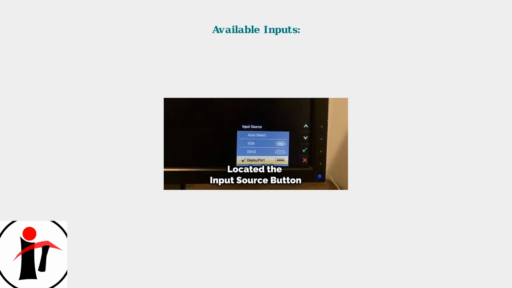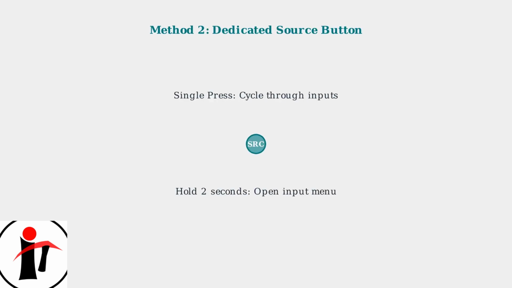The menu will display various input options, including HDMI 1, HDMI 2, VGA, DVI, DisplayPort, and USB-C, depending on your monitor model. Method 2 applies to newer Sceptre models with a dedicated source or input button. A single press cycles through available inputs, or hold for 2 seconds to open the input selection menu.